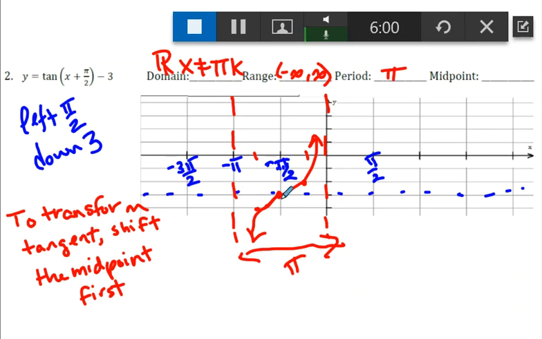What's the coordinate of my midpoint here? Negative pi over 2, comma, negative 3. Good. Okay. What questions do you have before we go on to the next one? Okay, I see a few people still writing, so let's give them a minute, and then we'll go to the next one. But feel free to look ahead and think ahead.